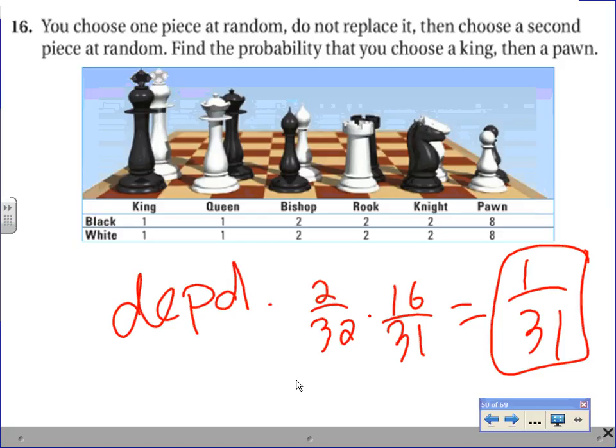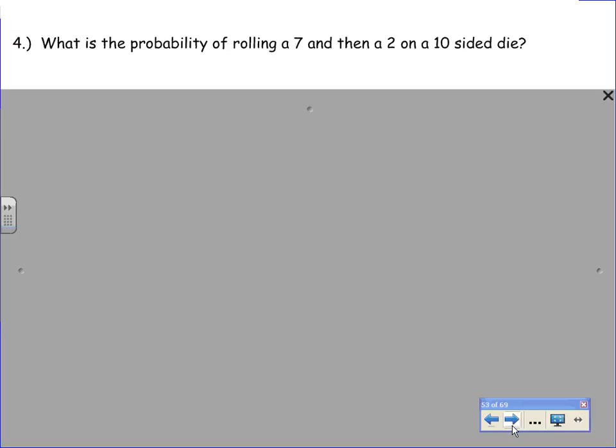Okay, what is the probability of rolling a 7 and then a 2 on a 10-sided number cube? Since you already yelled it out, what did you get? Okay, no more yelling out. Okay, 1 over 100, that was an independent event. The first time you roll it has no impact or effect on the second time that you roll it.